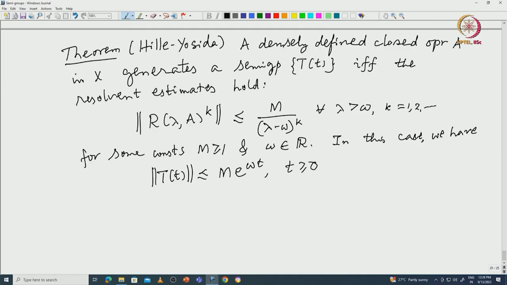Again, it is interesting to note that the resolvent estimates are only for real lambda bigger than omega. Okay. So, that is sufficient, though this entire half plane is in the resolvent set. So, given a semigroup, we have already seen that its generator A satisfies all these properties. It is essentially the converse, that given a densely defined operator A satisfying these resolvent estimates, how to get this T(t). Okay. That is again essentially inverting the Laplace transform. So, I am not going to give that proof. It is lengthy and quite technical, but let me write some formulas.